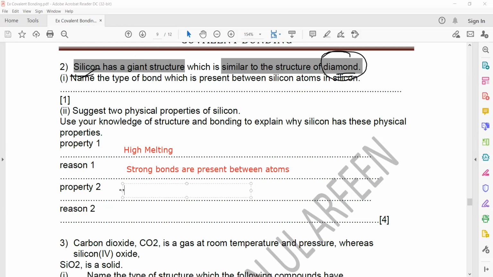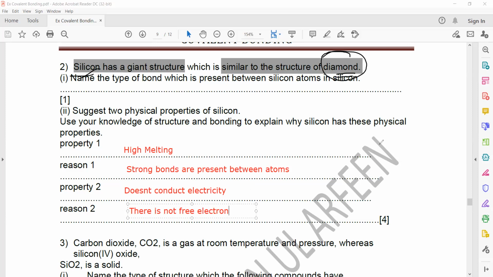Then, it does not conduct electricity. So if I mention that it does not conduct electricity, what can I say? I can say there is no free electron, that's why it does not conduct electricity. So there is no free electron or charge to move, that's why it does not conduct electricity.